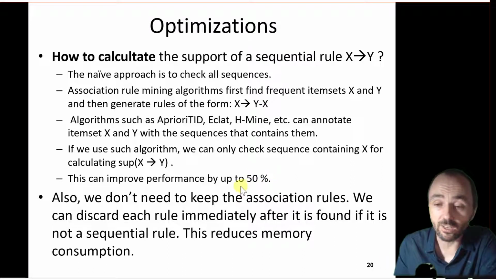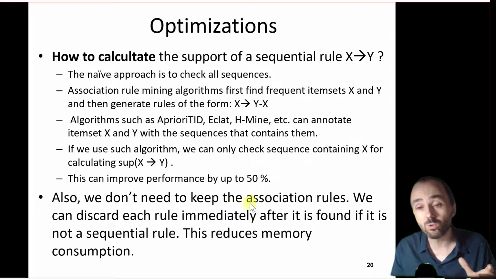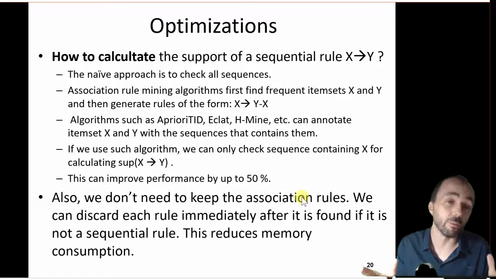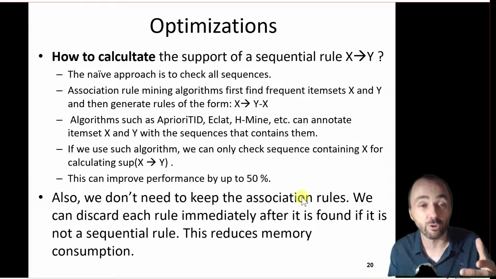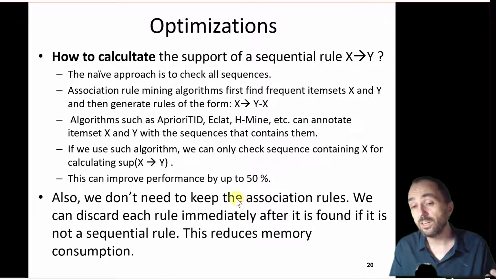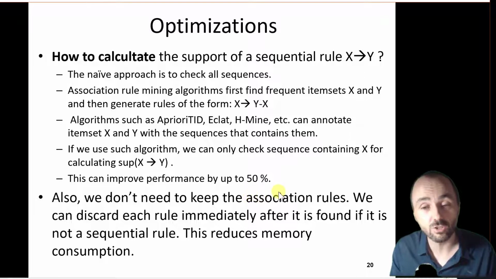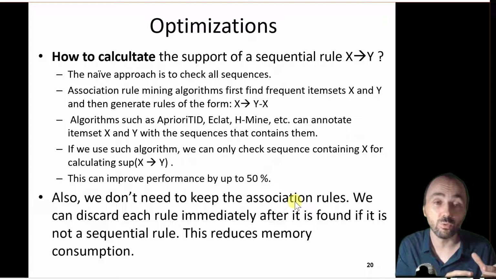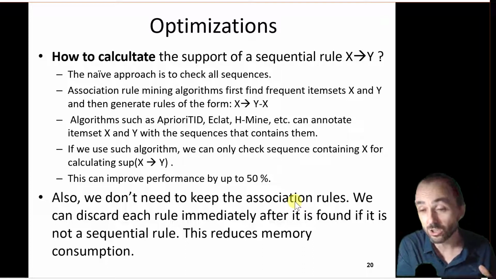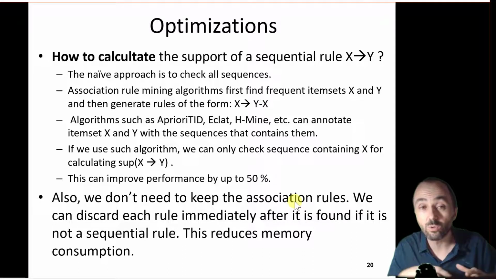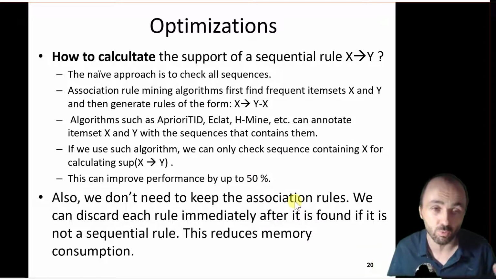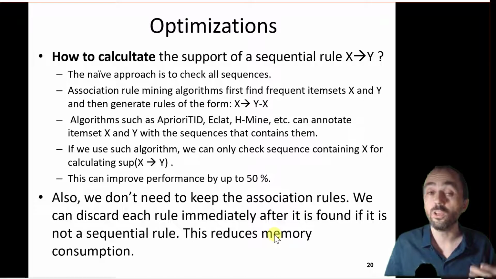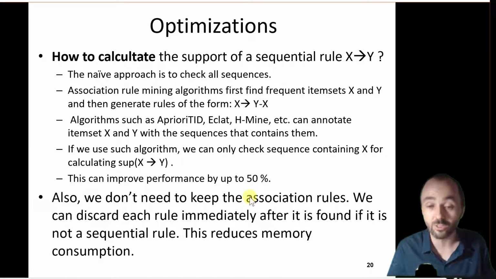Also, another thing, we don't really need to find all the association rules and keep all of them in memory before we filter them. Actually, as soon as we find the association rule, we can directly try to decide, is it a sequential rule or not? We don't need to accumulate all the association rules in memory. So this is another optimization that will reduce the memory for this algorithm.